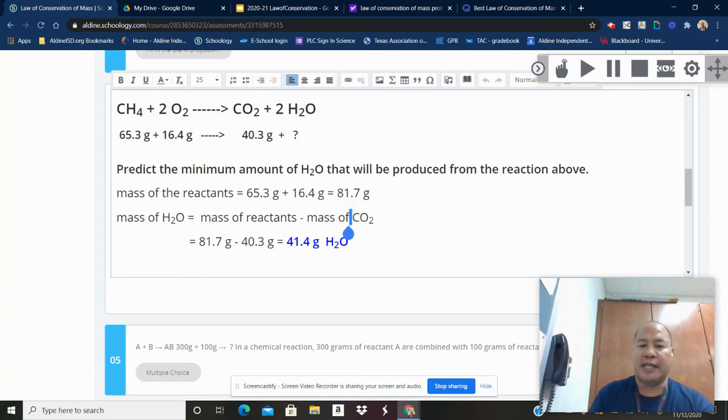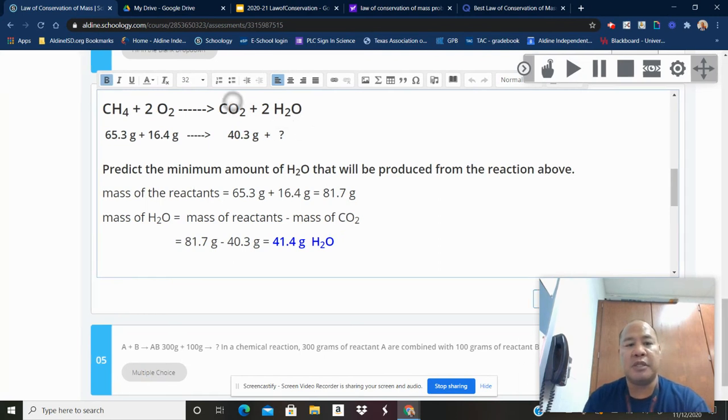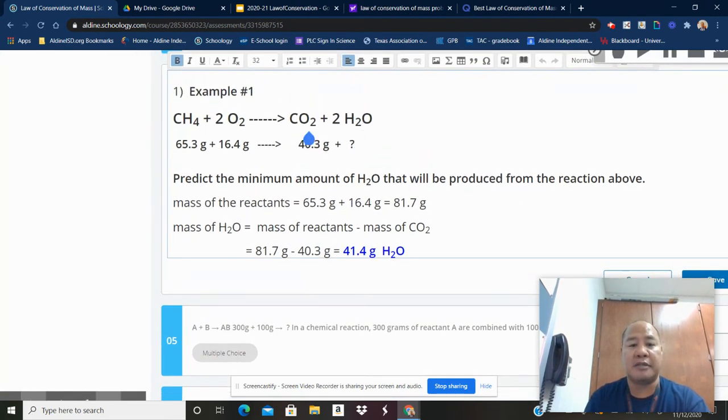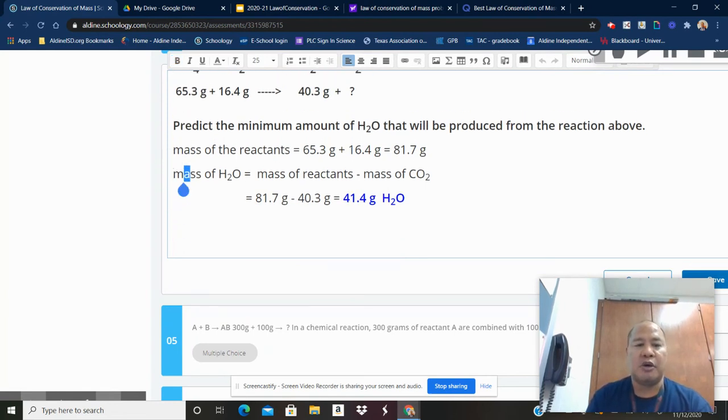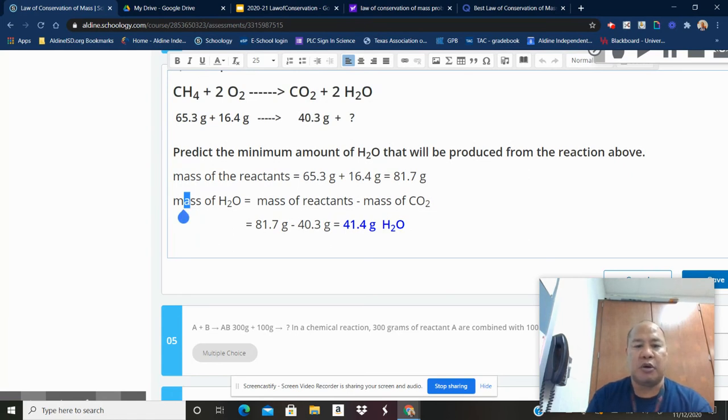Now we know, again, the mass of the products has got to equal the mass of the reactants. So if the reactants weigh 81.7 grams, the total mass of the products, the right side of the arrow, also must equal 81.7 grams. So the mass of the water must equal the mass of the reactants, 81.7 grams, minus what we already know about the products, which is CO2, 40.3 grams. So 81.7 grams minus 40.3 grams from the CO2 equals 41.4 grams of water that was produced.